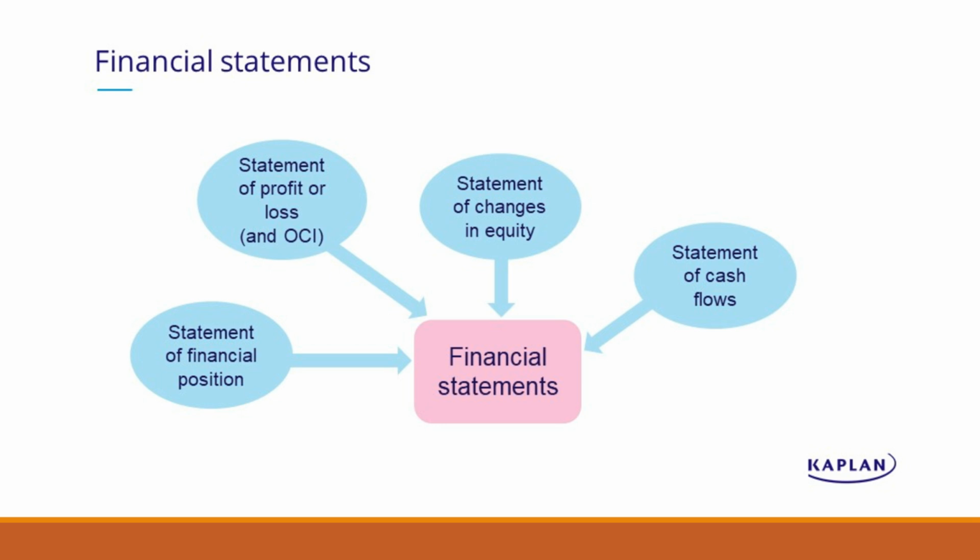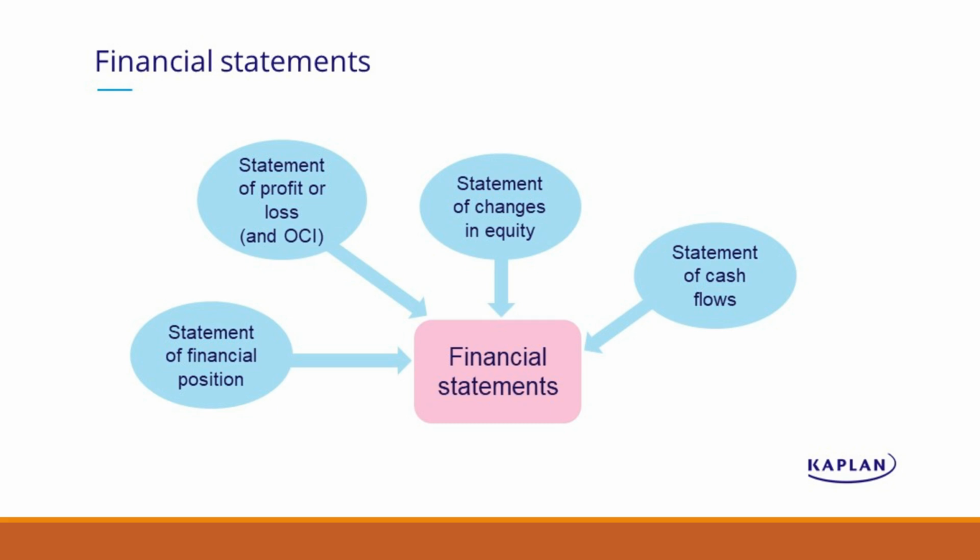Now, let's move on to the elements of the framework. As you can see in the diagram, these elements are brought together in four key financial statements. The statement of financial position, also known as the balance sheet, shows what the company owns, assets, owes, liabilities, and the owner's equity at a specific point in time. The statement of profit or loss and other comprehensive income, or income statement, shows the company's revenues, expenses, and the resulting profit or loss over a period.